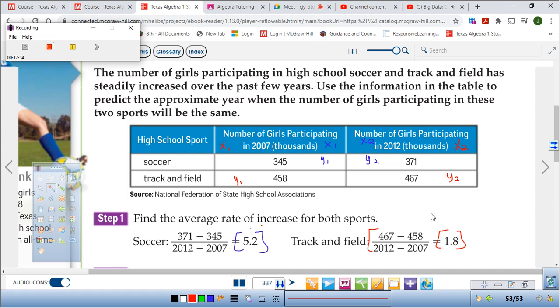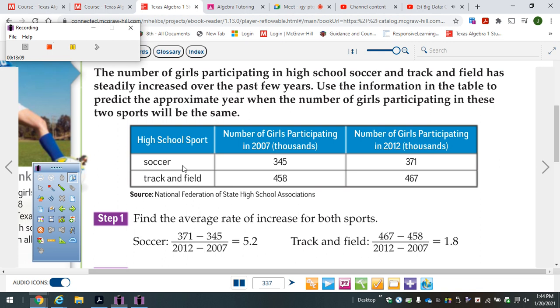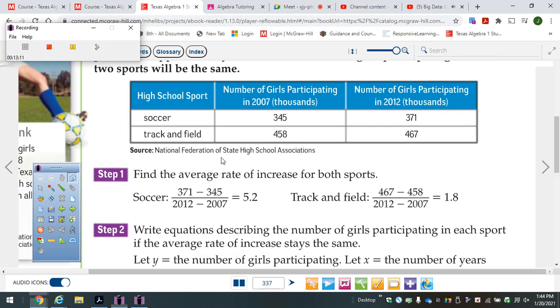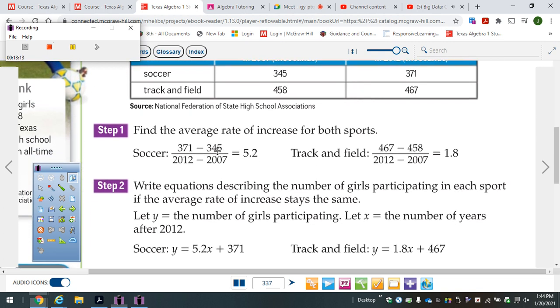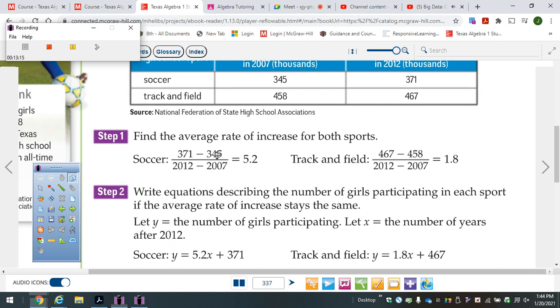Do we know anything about these things? We should know something about these things. We can come up with an equation, right? So let's look at the equation for the soccer. Okay, so they're saying when it's going from here to here, we're going to predict it from here. My rate of change from here to here is going to be 5.2, right? 5.2 what? Per year? An increase in thousands, right?